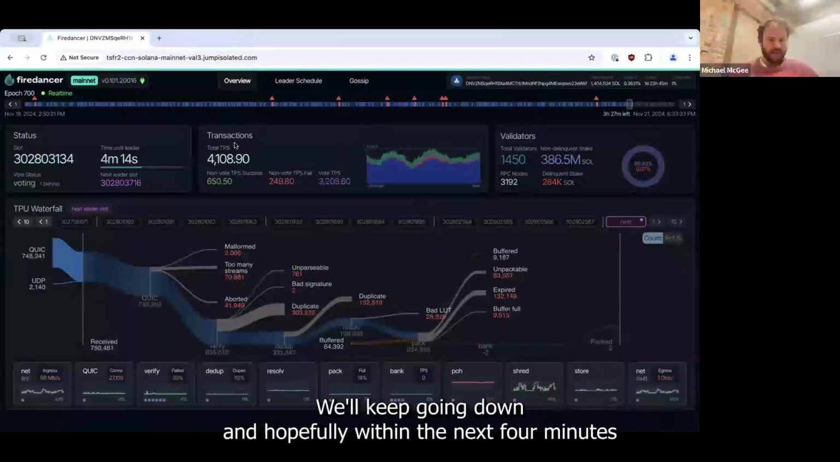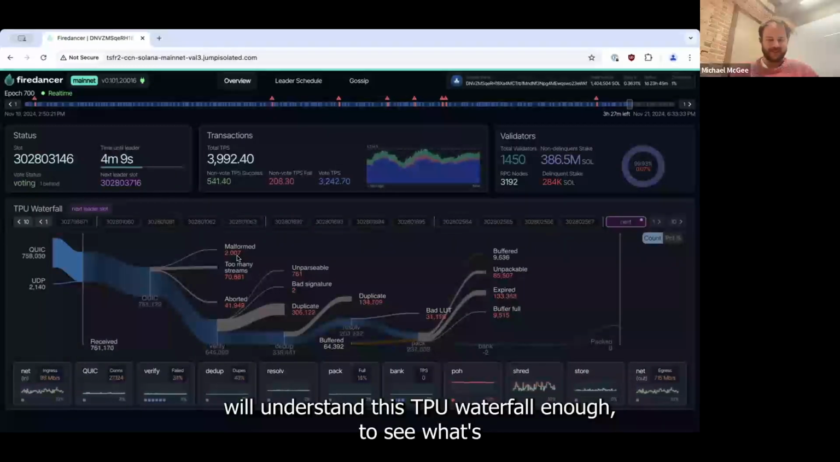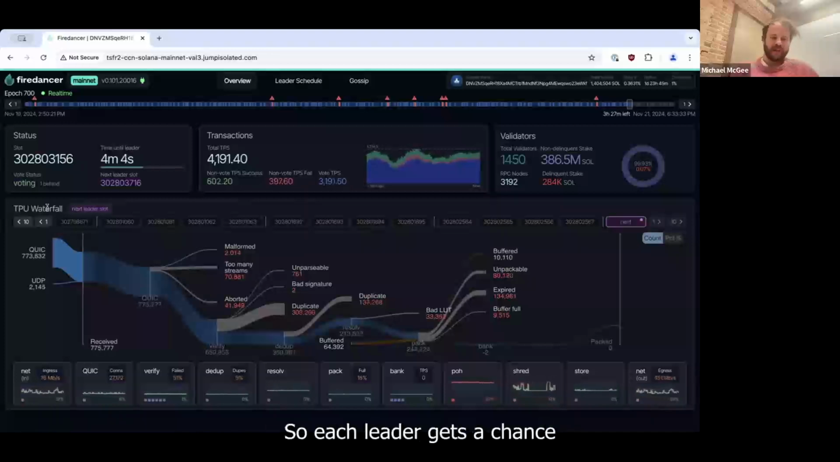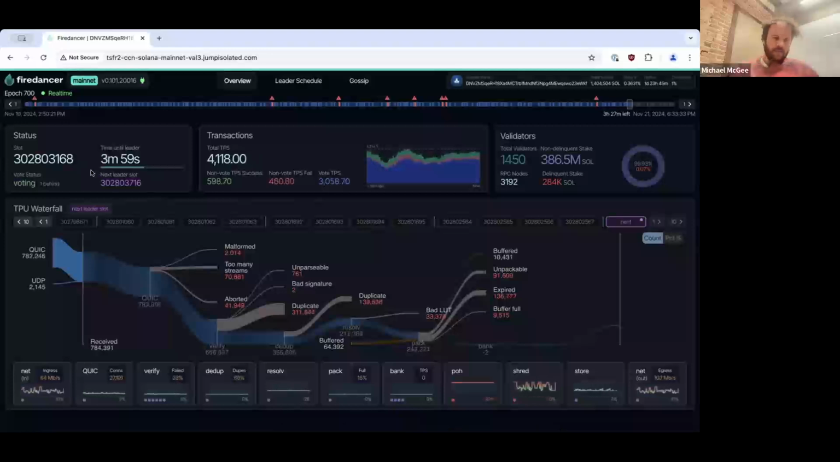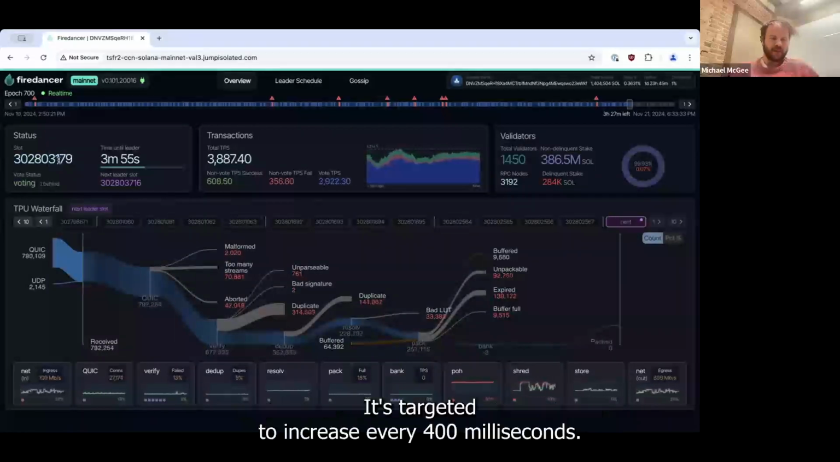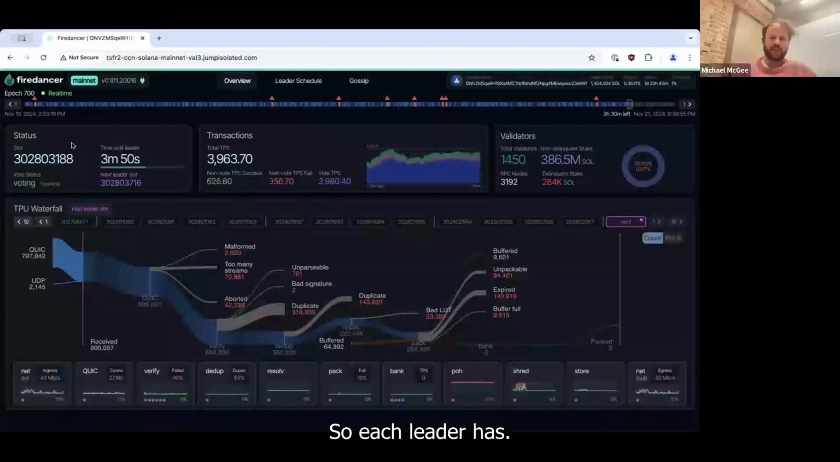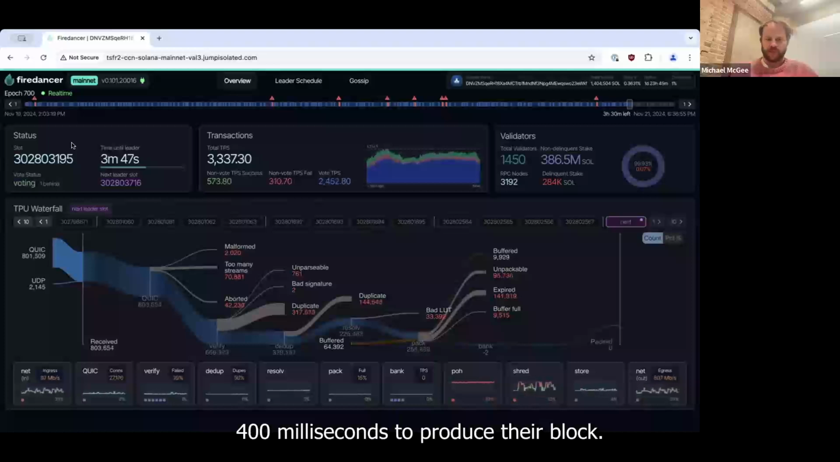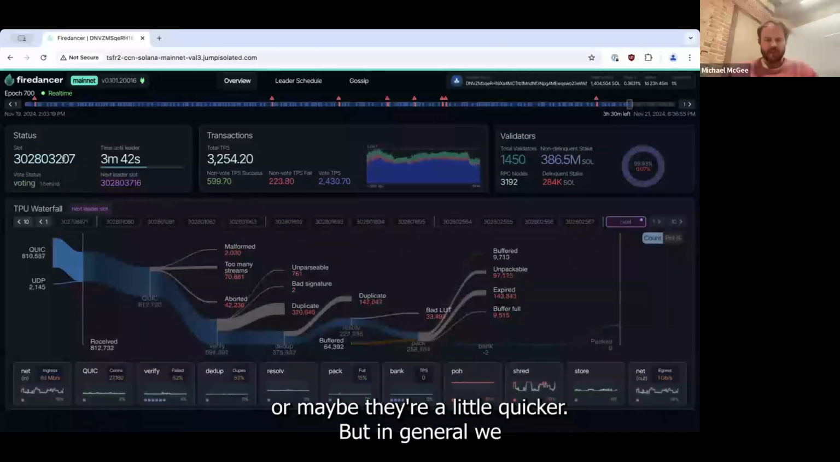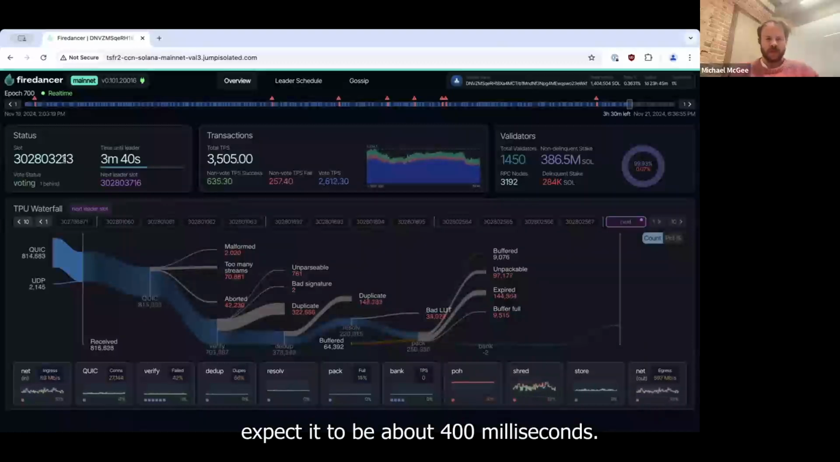All right, we'll keep going down, and hopefully within the next 4 minutes, we'll understand this TPU waterfall enough to see what's happening during the leader slot. So each leader gets a chance to produce a block periodically. You can see the slot counter is going up here somewhat quickly. It's targeted to increase every 400 milliseconds. So each leader has 400 milliseconds to produce their block. Sometimes it stops for a little if a leader takes a little longer, or maybe they're a little quicker, but in general, we expect it to be about 400 milliseconds.